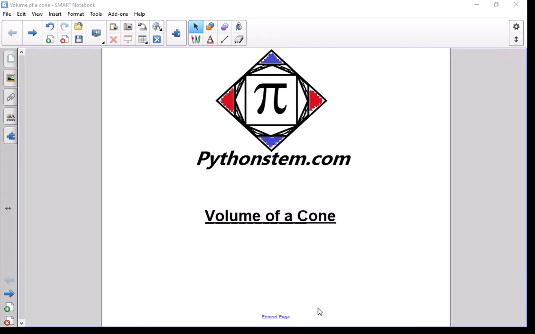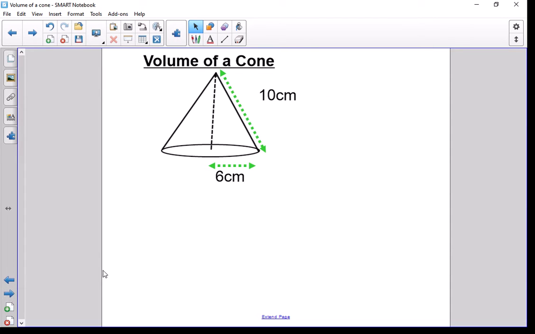Let's go through volume of a cone. So here is our cone. Let's just take a moment to review the dimensions. We've been given 10 centimeters. That is the slanted length along there. We know the base has a radius of 6 centimeters.